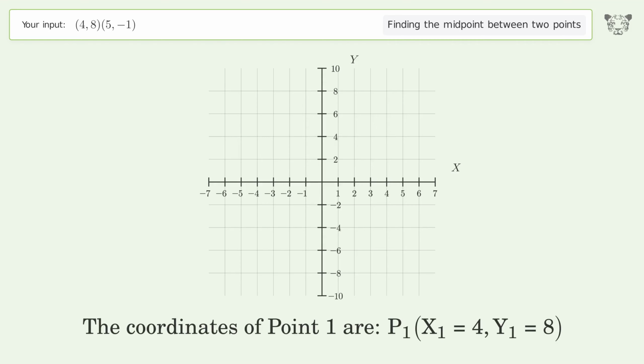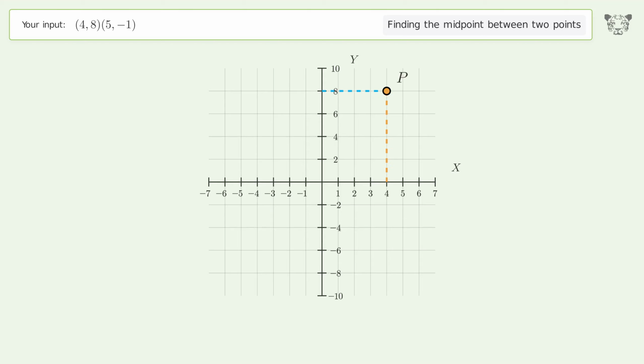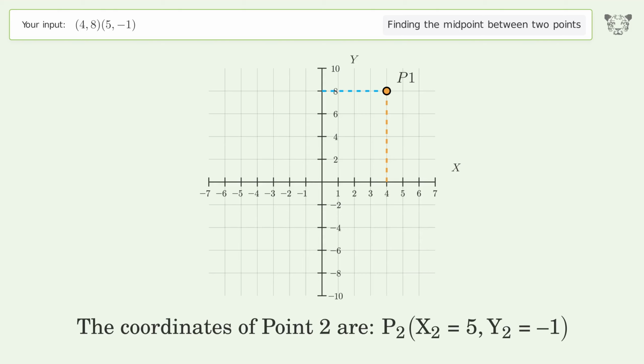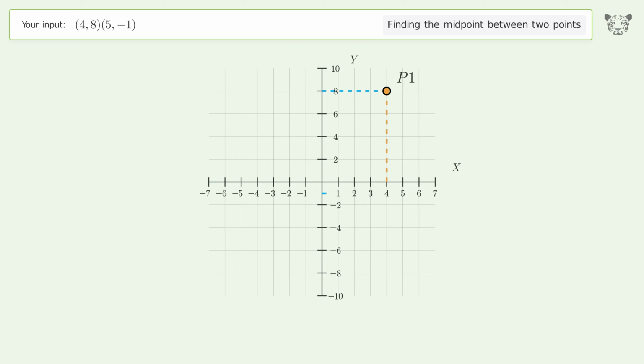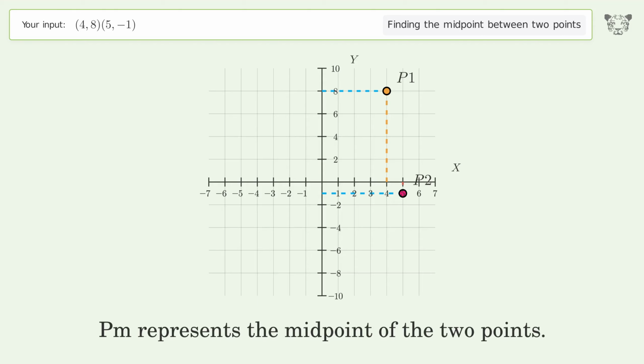The coordinates of point 1 are x1 equals 4, y1 equals 8. The coordinates of point 2 are x2 equals 5, y2 equals -1. PM represents the midpoint of the 2 points.